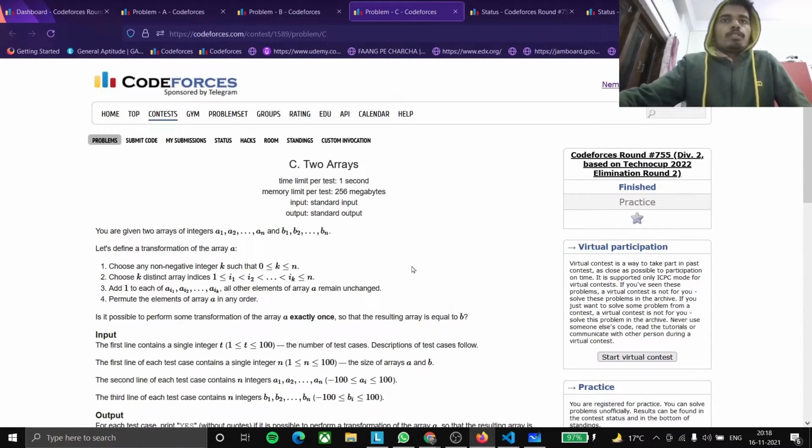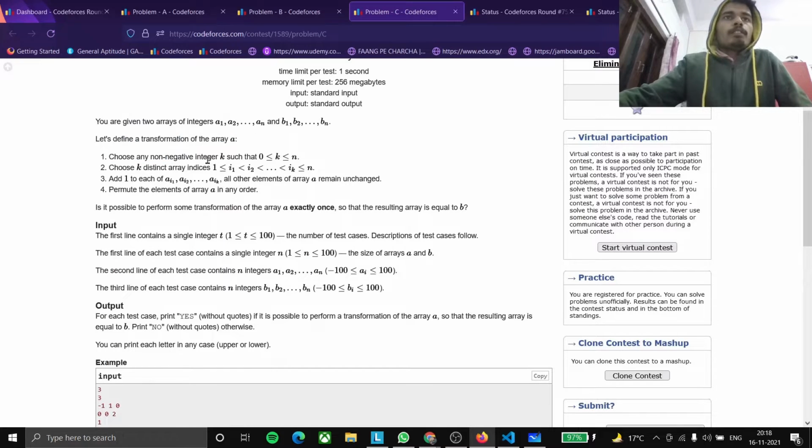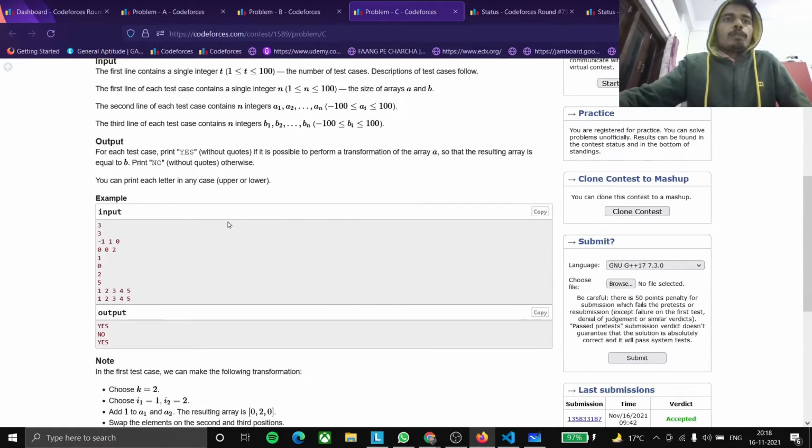In this question, we have been given two arrays A and B. Let's define a transformation of the array A. Choose any non-negative integer k such that this. Choose k distinct indices and add one to each. Then permute the elements. So basically, I'll tell you the crux of this question.